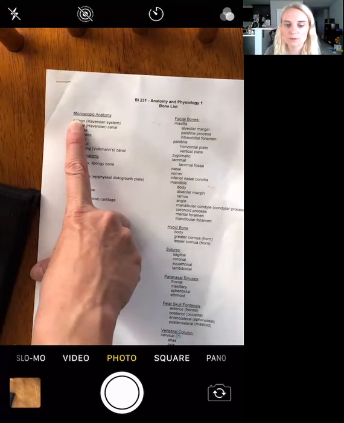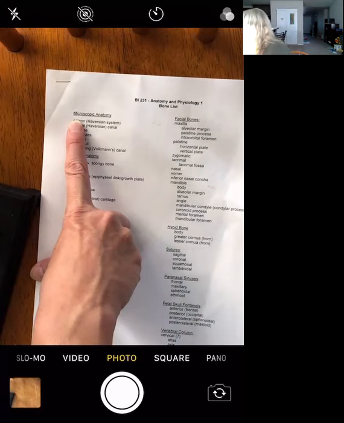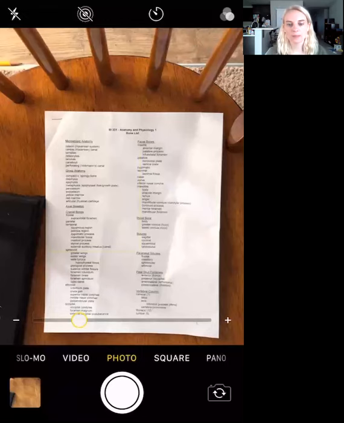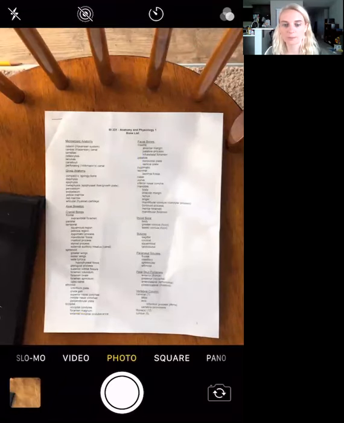Looks like my phone froze. Hopefully it'll come back here. Nope, it's not my phone. Let me pause the video real quick and see if I can fix the problem. Okay, I just lost my share screen, but I got it back.